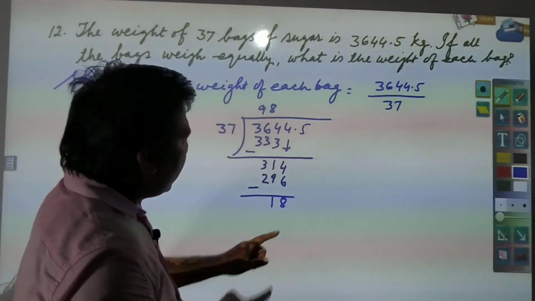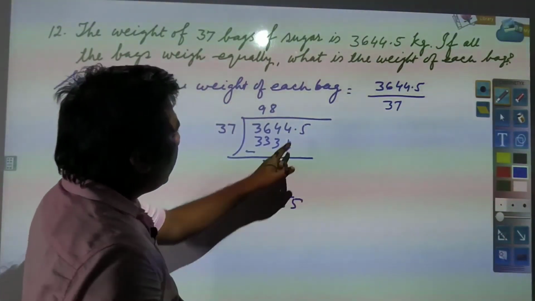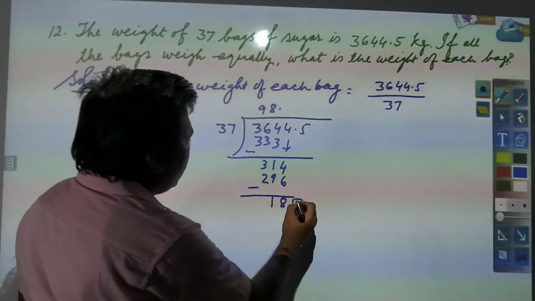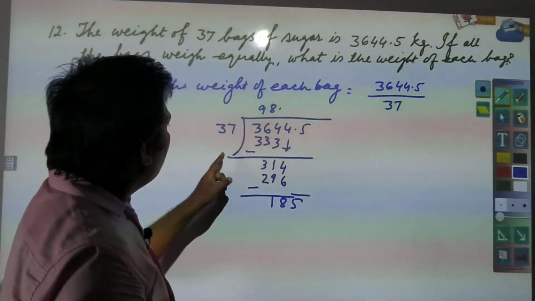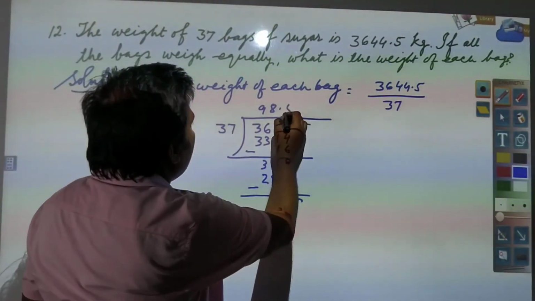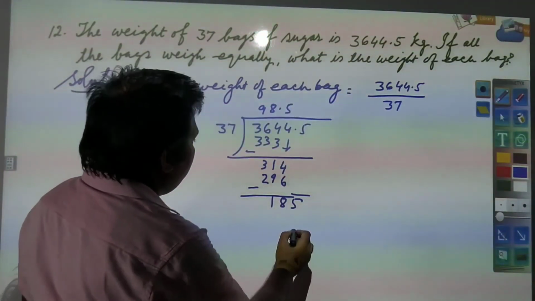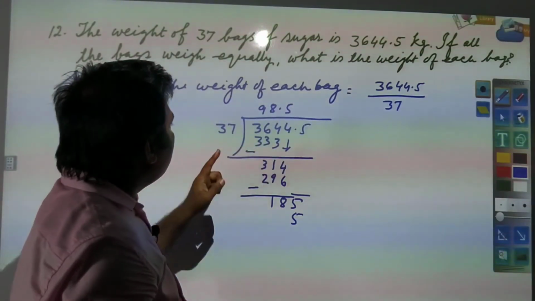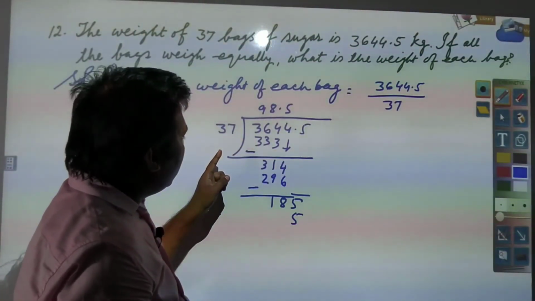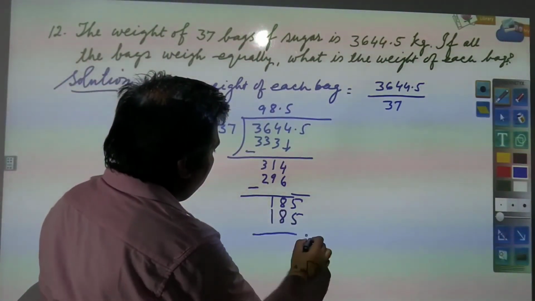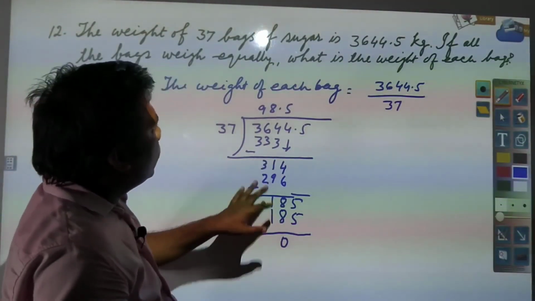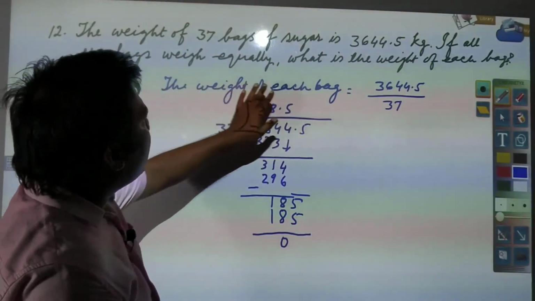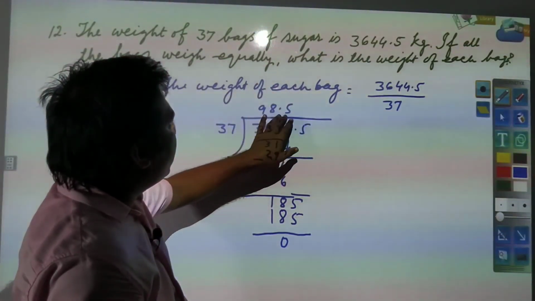Next digit you have 5 will be required to be taken down, but before that you have the decimal, so here the decimal is required to be put. Now you see how many times it will go. 5 times you try. 5 7 ja 35, 5 3 ja 15, and 3 18. So remainder is 0 now. So you have got 98.5. So the weight of each bag will be 98.5 kg.